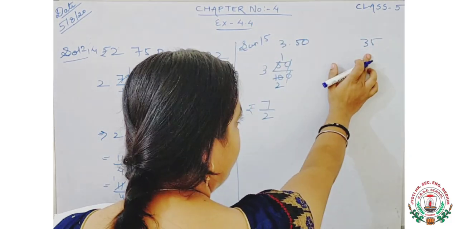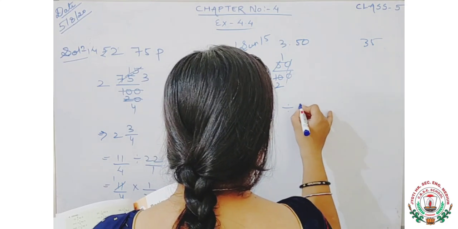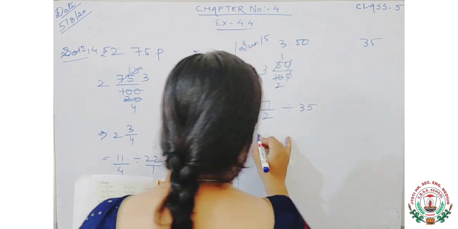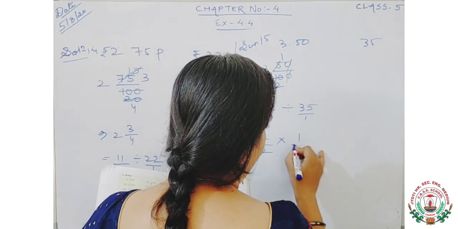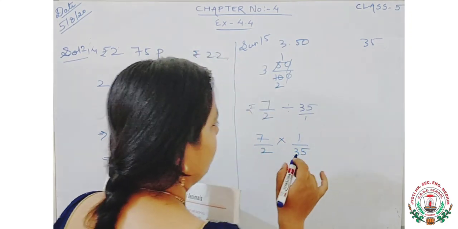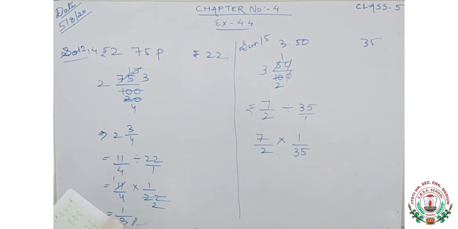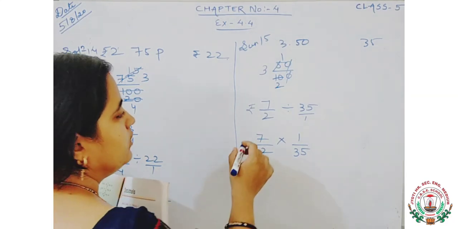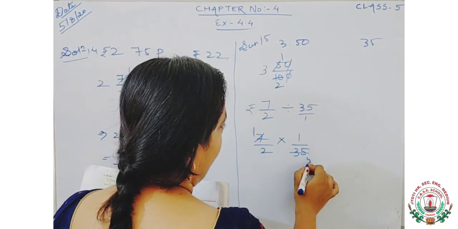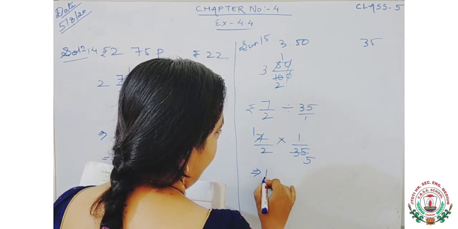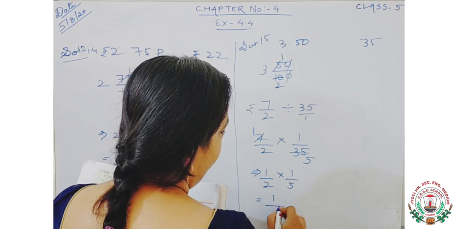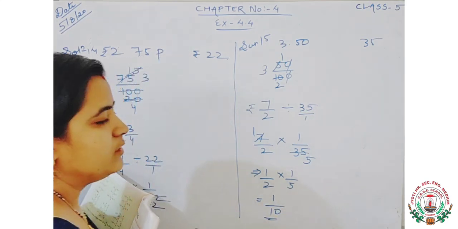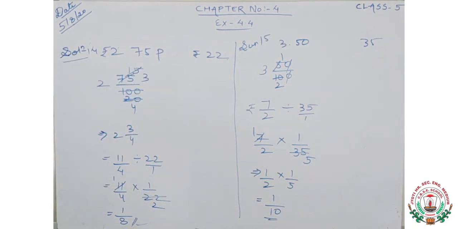Now in the fraction of rupees 35, you will divide it by 35. 7 by 2 into 1 upon 35. In the table of 7, 35 comes? Yes. 7 1s are 7, 7 5s are 35. So what is left out? 1 by 2 into 1 upon 5. 1 upon 10. So what will be the answer? Answer is 1 upon 10.